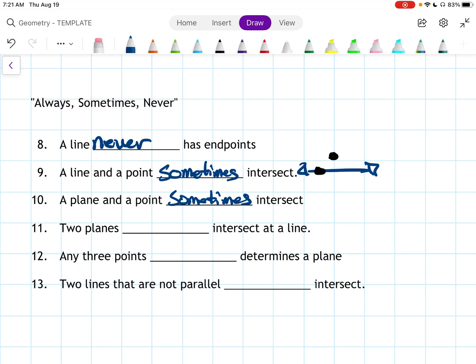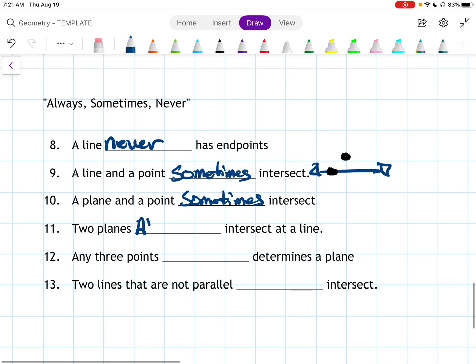2 planes blank intersect at a line. 2 planes always intersect at a line. Okay. Now, two planes could be parallel to each other, right? Think about a piece of paper and then a piece of paper laying above it. They wouldn't intersect, but here it says that they do intersect, so they always intersect at a line. They either don't intersect or they intersect at a line.